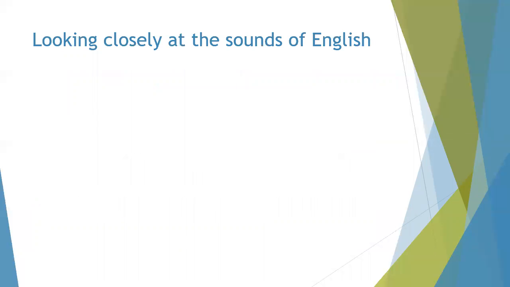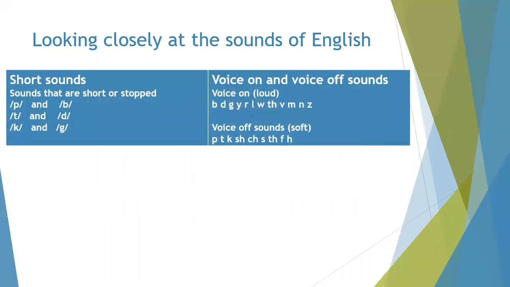But let's just have a little closer look at the sounds of English, because some of them are short, or we call them stopped. So the P, it actually sort of stops, it cuts off, and the B. One's voiced and one's unvoiced, but they're both short. Whereas others are longer, like the letter M, the sound is continuous. So some are short and stopped and some are continuous.